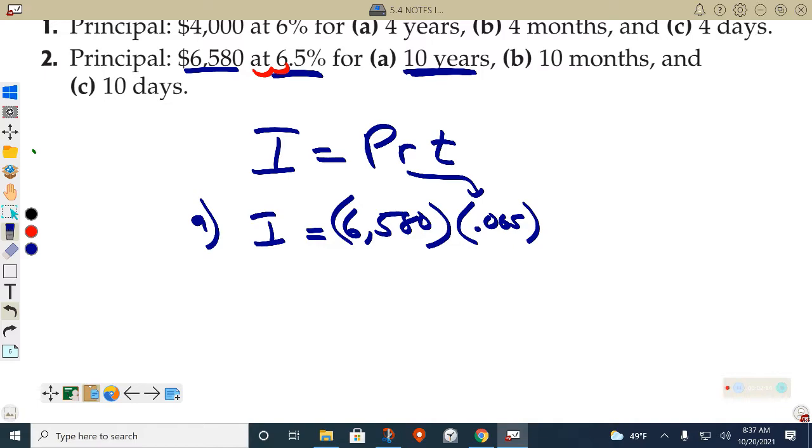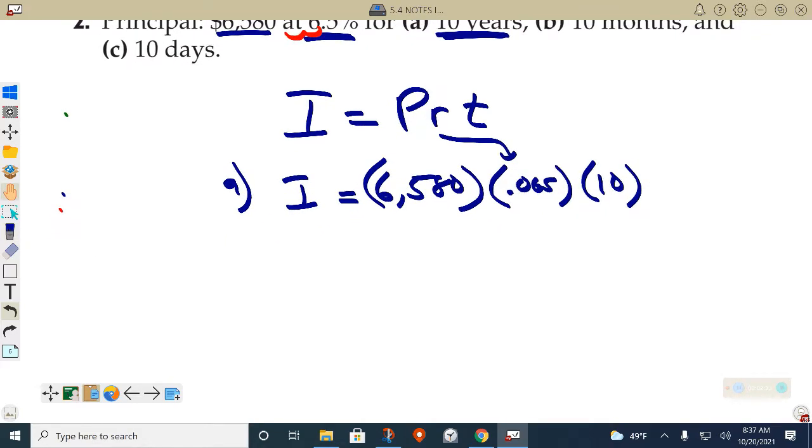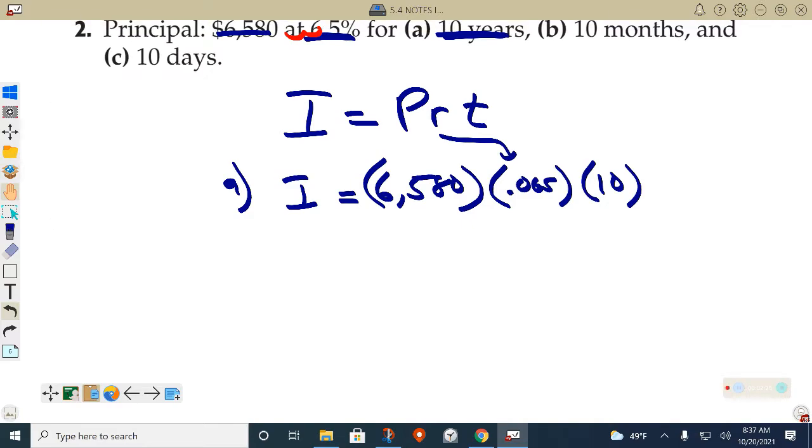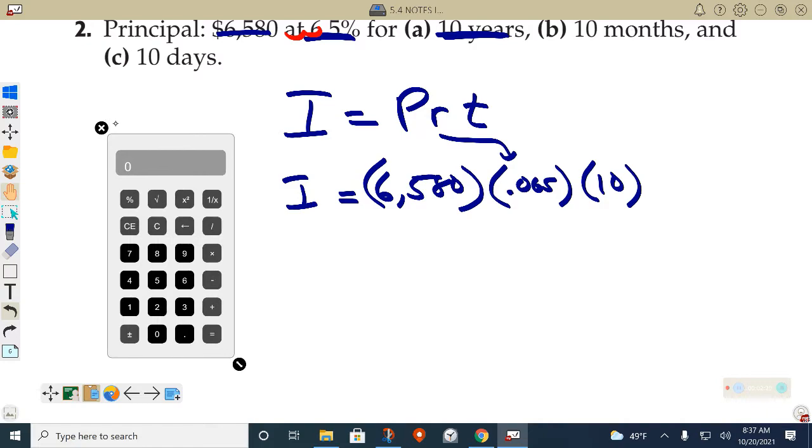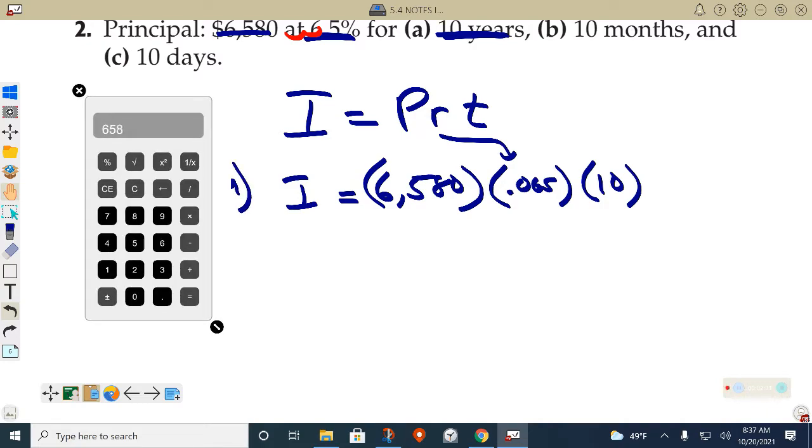And then the time is 10. That is easy. Come on, guys. Stop crying. Let's multiply this stuff out. I'll do it for us. 6580 times 0.065 times 10.